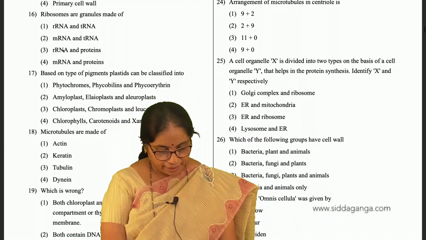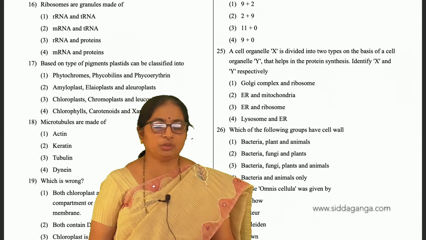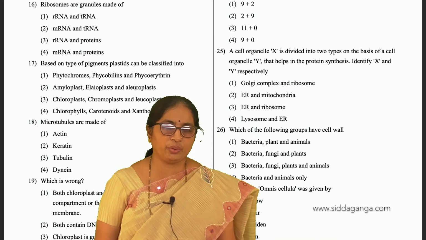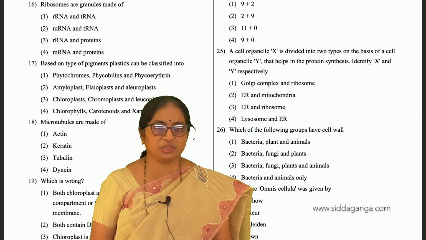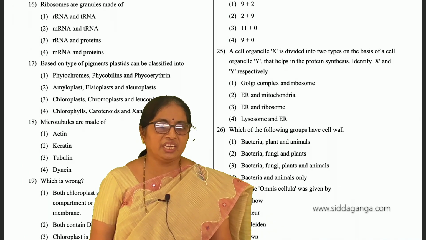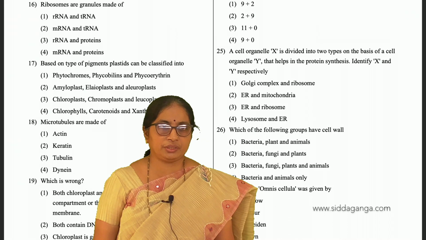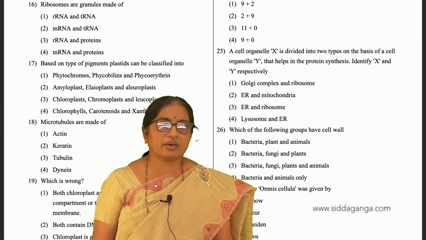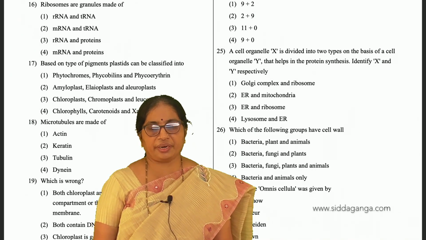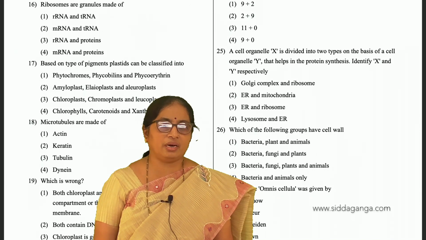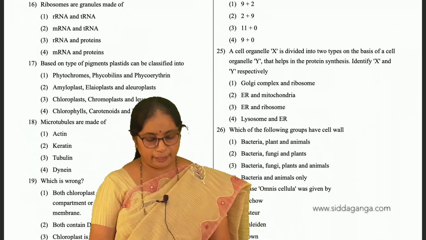Ribosomes are granules made of what? So ribosomes are present both in prokaryotic and eukaryotic cells, and these ribosomes are of different types, as we have studied, 70S and 80S are the major two different types, and these ribosomes are also present on the endoplasmic reticulum in case of eukaryotes. So ribosomes are granules which are made up of rRNA and proteins, that is the right answer. rRNA is the ribosomal RNA and proteins. So the right answer is option 3. Next question.